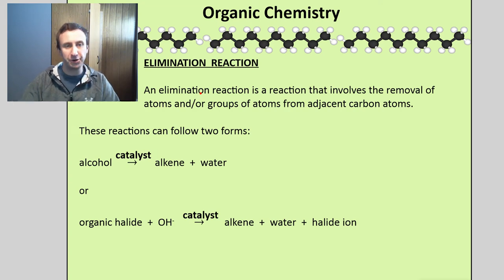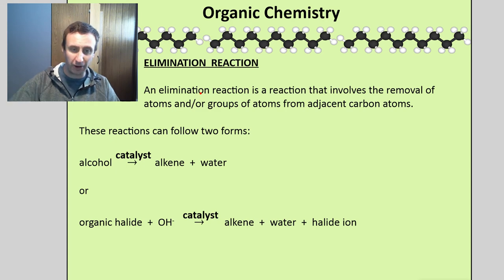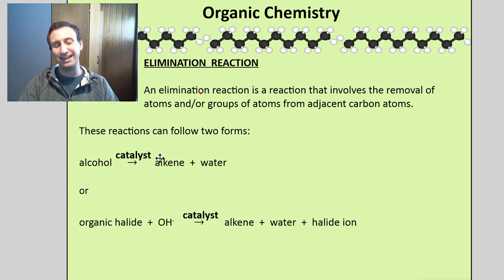Both involve hydrocarbon derivatives. So one starts out with just an alcohol. That's all I need is the alcohol. And then with a catalyst, it ends up making an alkene and water. So the OH, the hydroxyl group, pops off, and then a hydrogen from an adjacent carbon. And we get an alkene and water as a result.